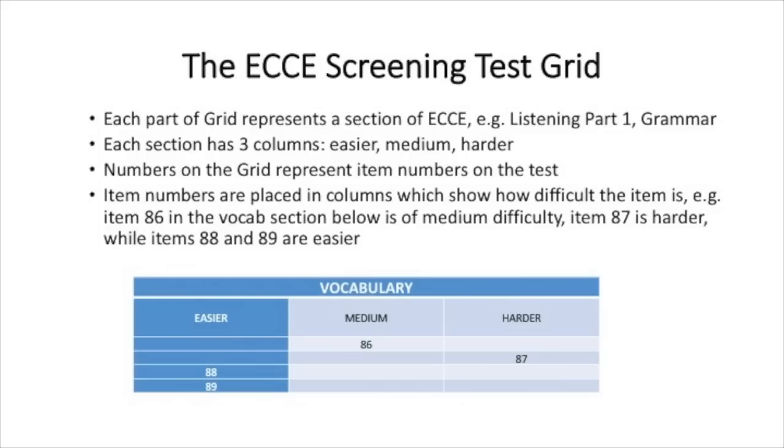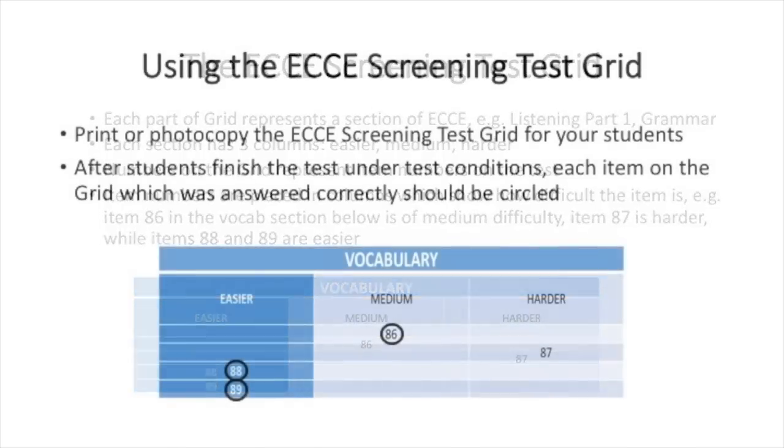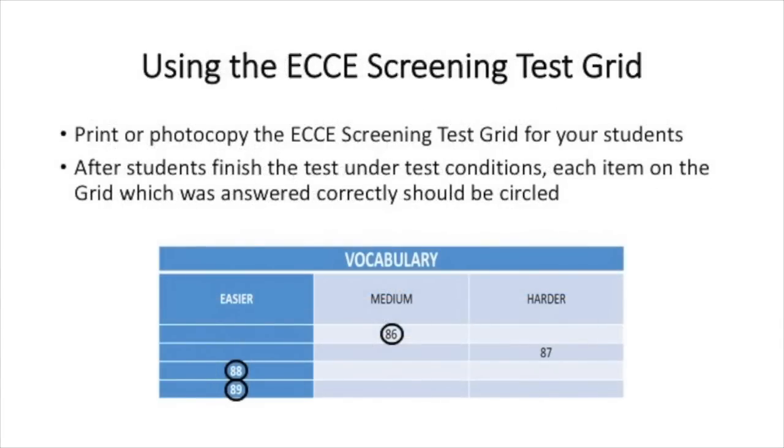For example, item 86 in the vocabulary section below is of medium difficulty, item 87 is harder, while items 88 and 89 are easier. This is how to use the ECCE Screening Test grid in the classroom to indicate the current level of students' ability in the ECCE.